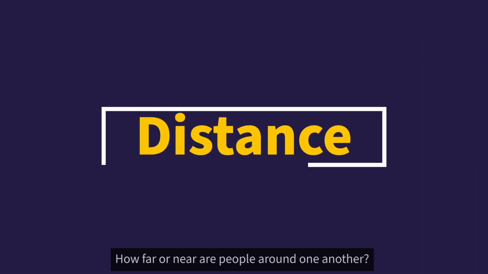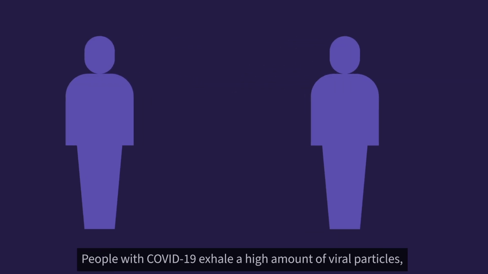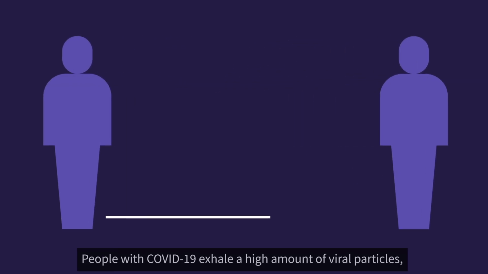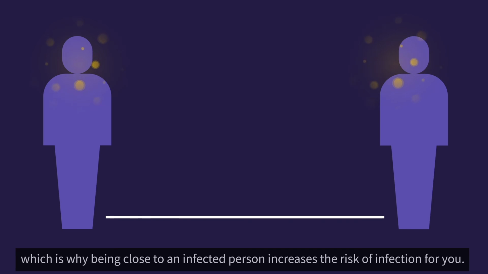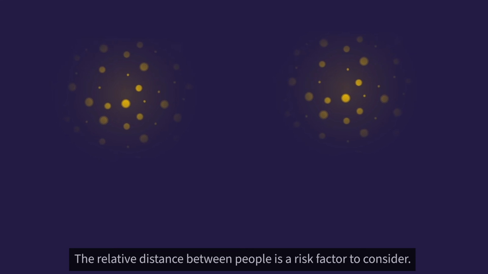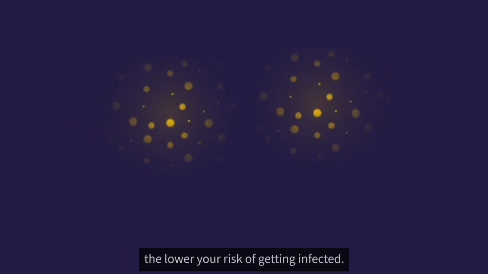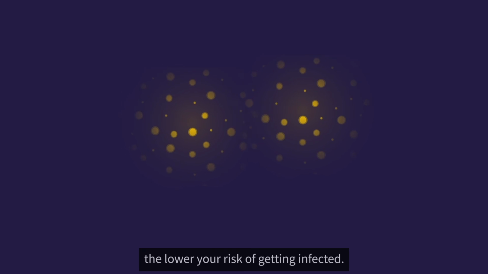Distance. How far or near are people around one another? People with COVID-19 exhale a high amount of viral particles, which is why being close to an infected person increases the risk of infection for you. The relative distance between people is a risk factor to consider. The further you are away from the infected person, the lower your risk of getting infected.